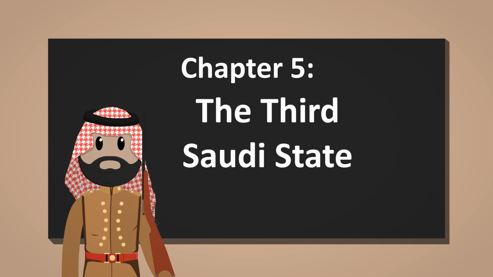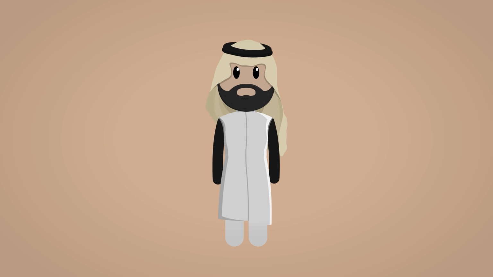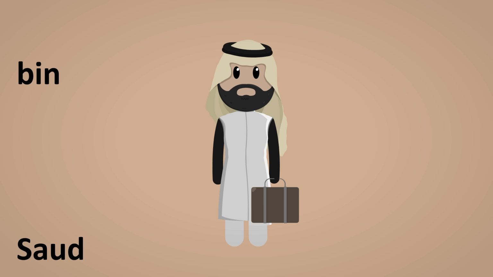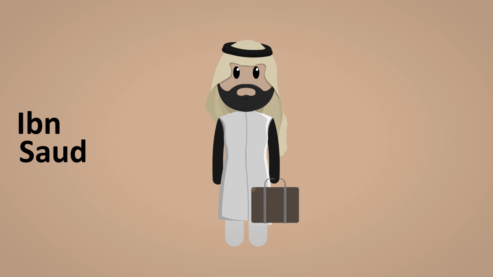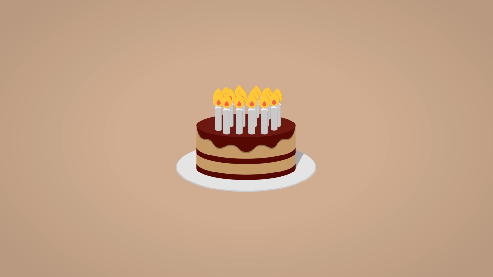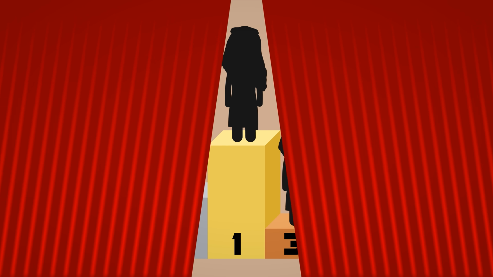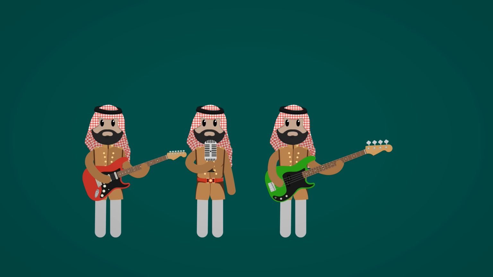Chapter 5. The Third Saudi State. Once again, a member of their family immediately went to work to regain their lost power. In this case, that man was called Abdulaziz bin Abdul Rahman al-Saud, or more simply known as Ibn Saud. He was only 16 years old when the Emirate of Najd was defeated, and was the fourth in line to be king.